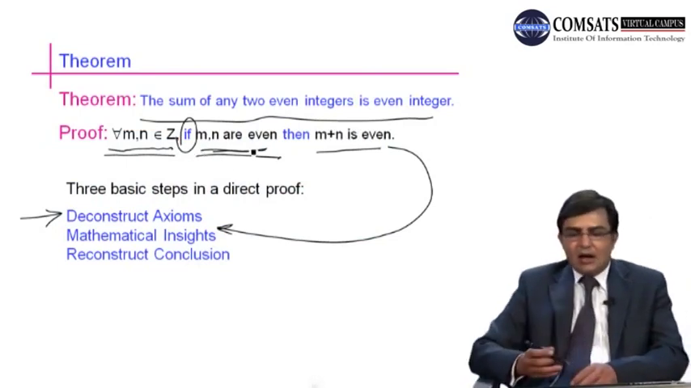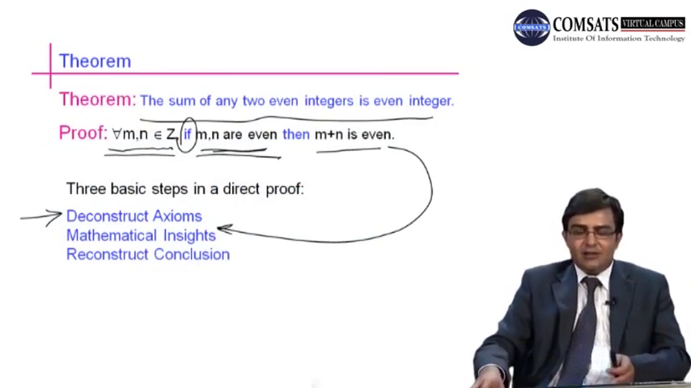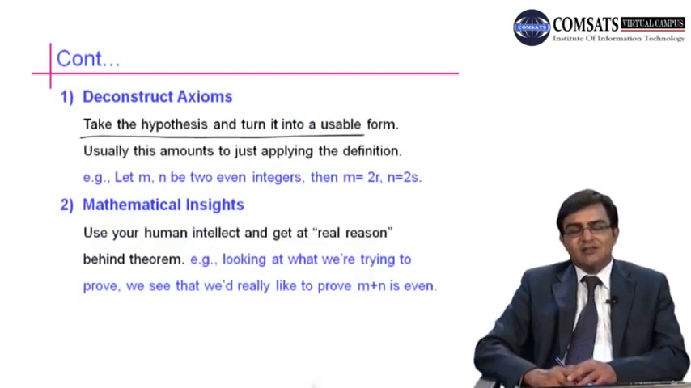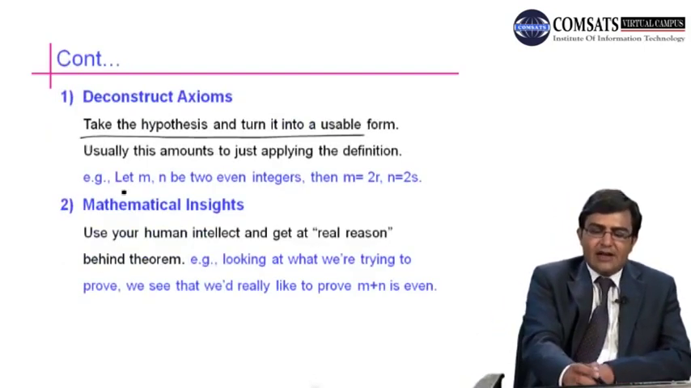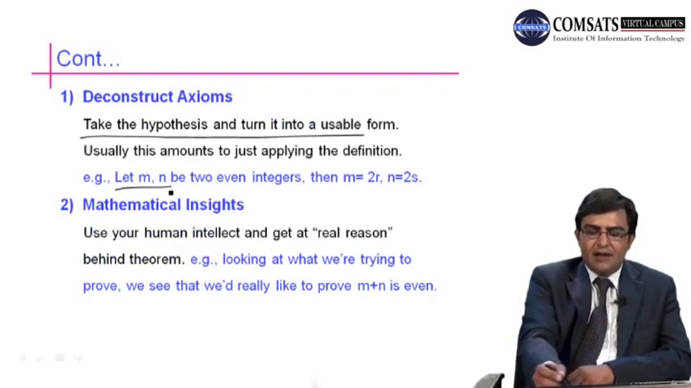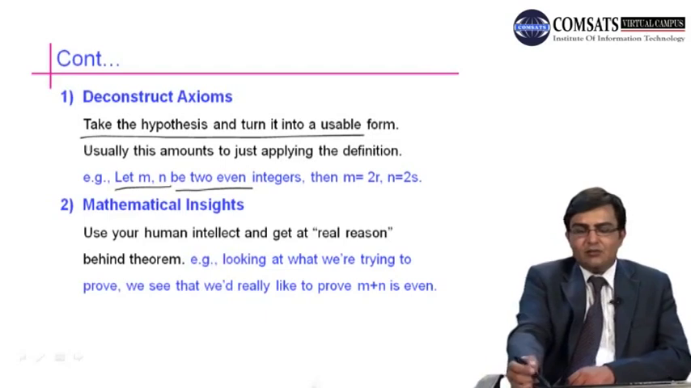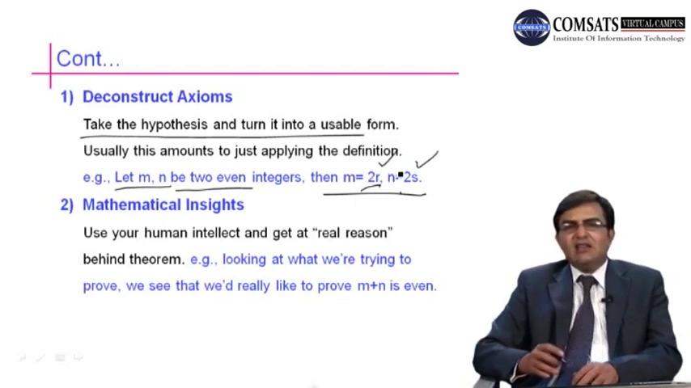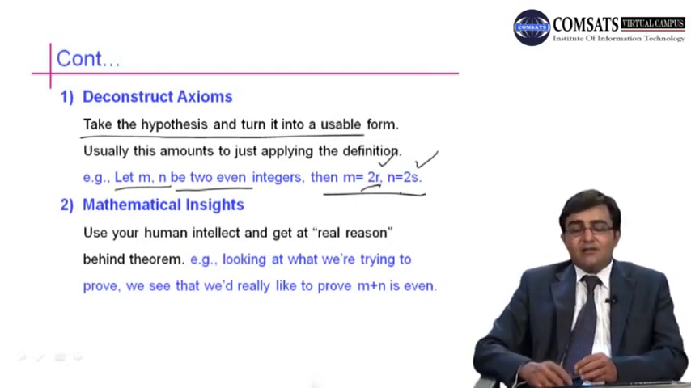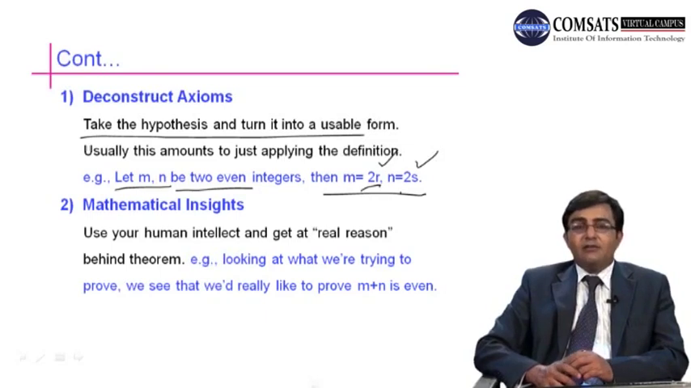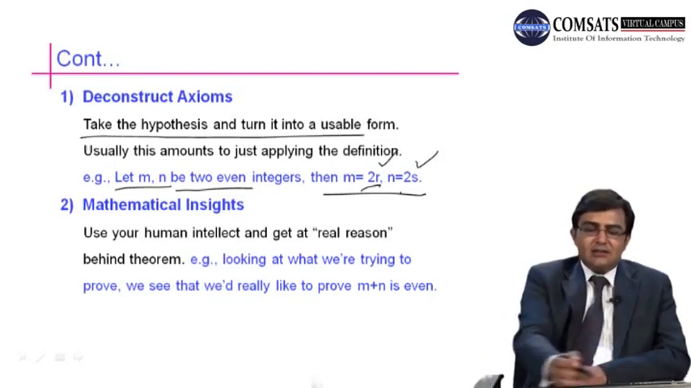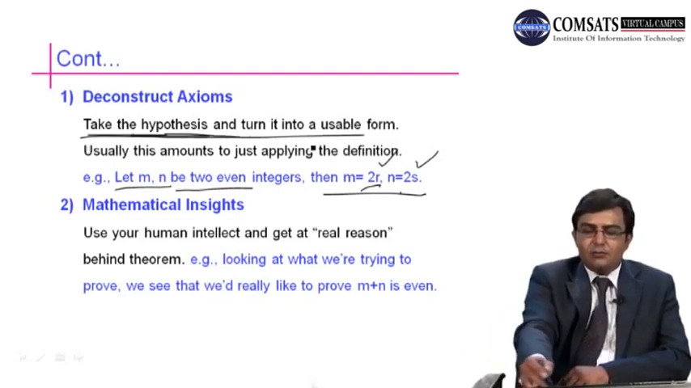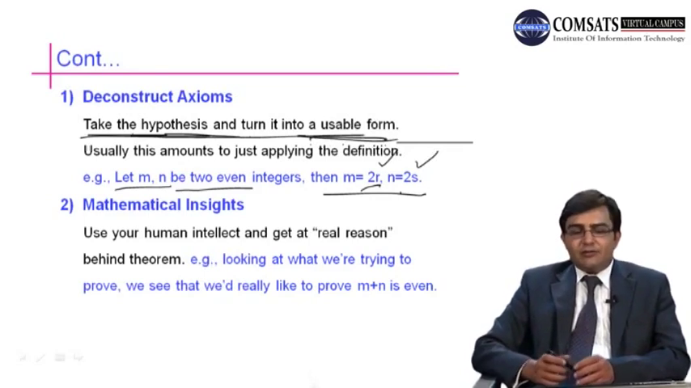If m and n are even integers, so by definition of even integer, what will be the deconstruct axioms? In this, we suppose that we have two even integers, m and n, and by definition of even integer, we can write m as 2r and n as 2s, where r and s are any other integers. So we can write m and n in the form of even integers 2r and 2s. Here we have turned the hypothesis into usable form. So this is basically the deconstruct axiom.